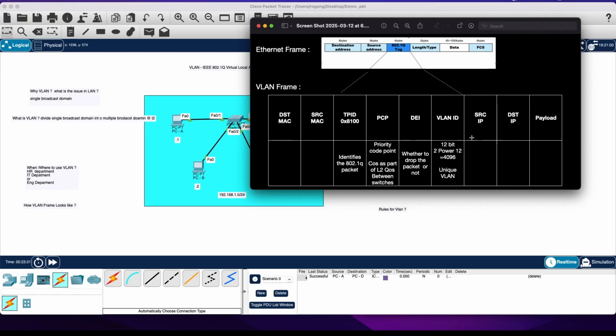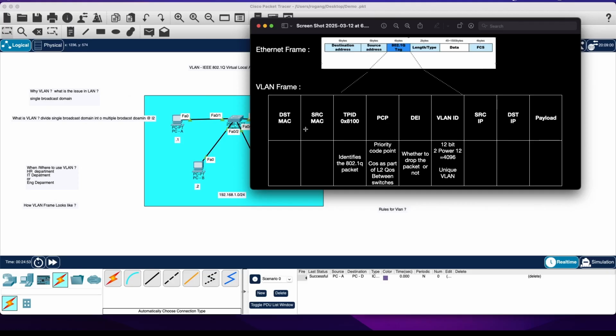And the next topic we'll be seeing is about DEI. The DEI is nothing but drop eligibility indicator. So it indicates whether the packet has to be dropped or not. Next we will be looking into VLAN ID, which is 12 bits in length. So mathematically, 2 power 12 is 4096 unique VLANs which can be configured.